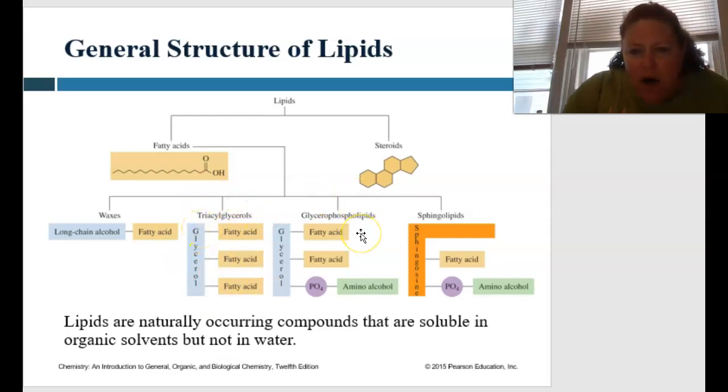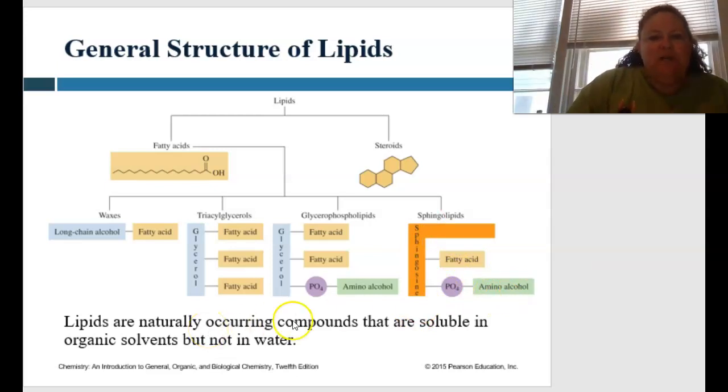Well, then you have these guys, right? And these are glycerol phospholipids. And here you have, again, the glycerol backbone, but only 2 fatty acids, a phosphate head, and an amino alcohol. Okay, so kind of similar structure, but completely different functions. And you have your sphingolipids, and this is your sphingosine, and this is your fatty acids, your phosphate head, and then it's attached to an amino alcohol.